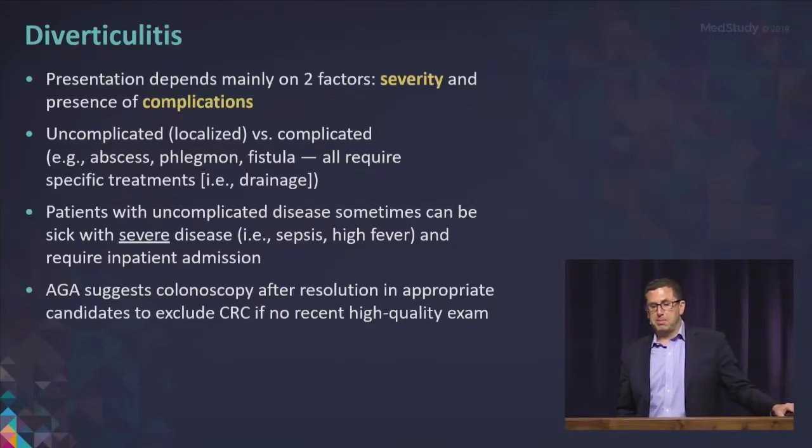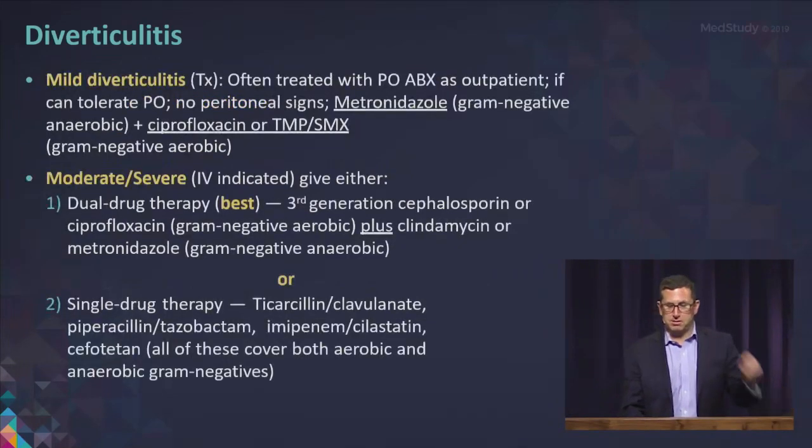Keep in mind also that people with uncomplicated disease could actually be very sick and have severe disease. They could be septic, even though they don't have a discrete localized complication. And the AGA suggests colonoscopy after resolution to make sure there's not an underlying cancer. Again, you want to wait about 6 to 8 weeks because of the risk of perforation if you do a colonoscopy in the setting of active diverticulitis.